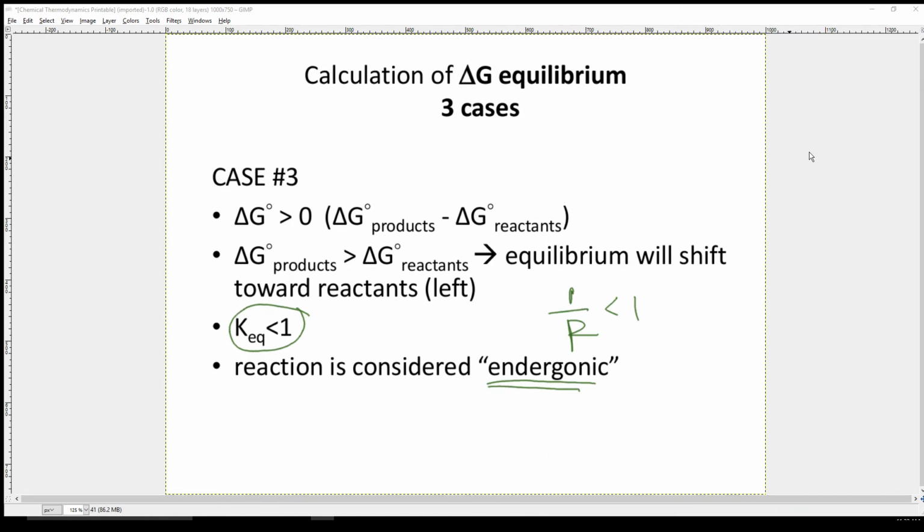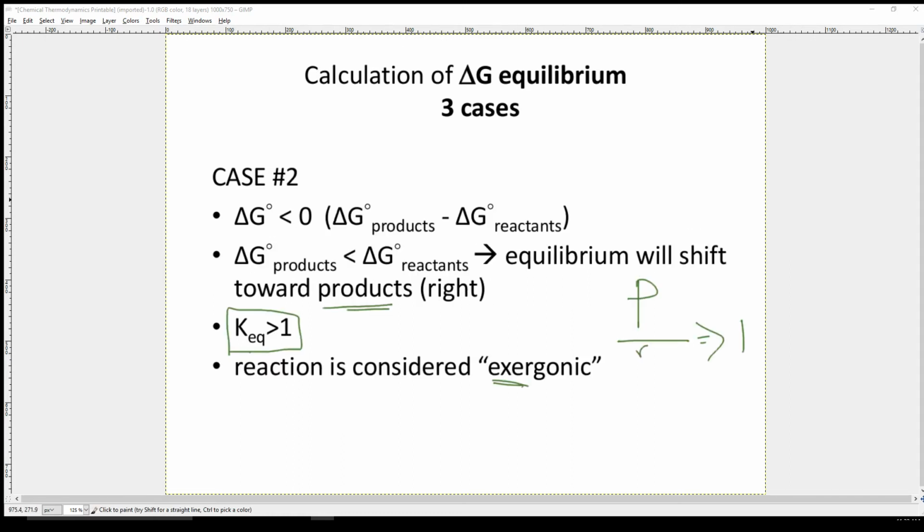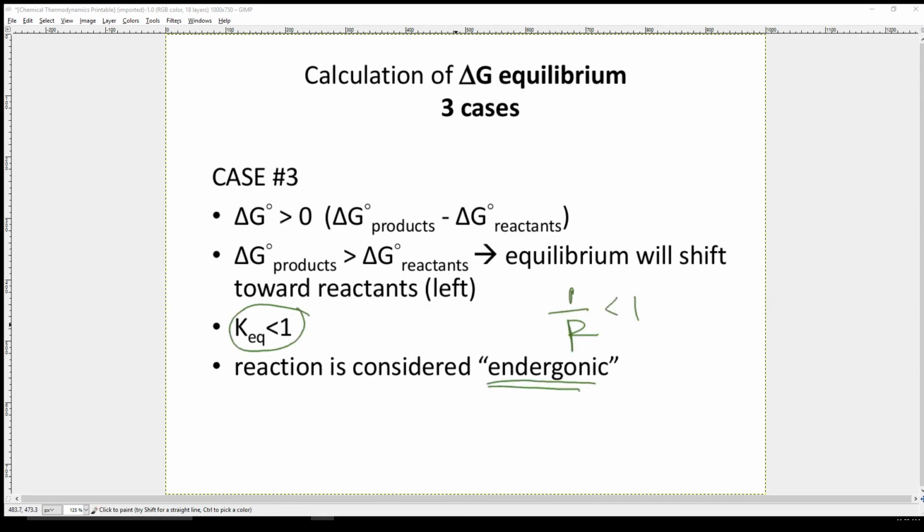So let me just back up really quickly to that first one. If your Gibbs free energy is equal to 0, the free energy of the reactants and the products are equal. It's at equilibrium. It's not going to make more products than reactants. They should be pretty equal, so our equilibrium expression will be equal to 1. However, if there is more energy in the reactants than in the products, the equilibrium will shift towards the products. We will have more products, which will give us an equilibrium constant greater than 1. And if the free energy of the products is greater than that of the reactants, to balance that out, equilibrium will shift towards the reactants, towards the left, which gives us an equilibrium constant less than 1.